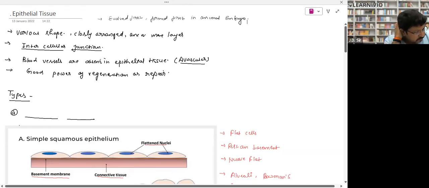Right? And next point. The epithelial tissues have a good power of regeneration. Next point.